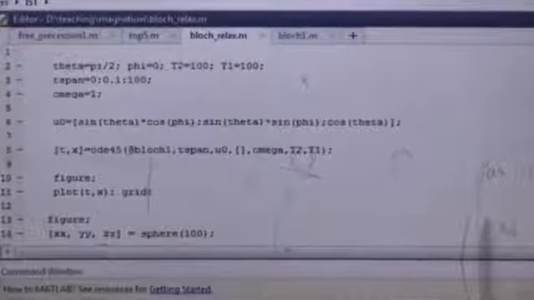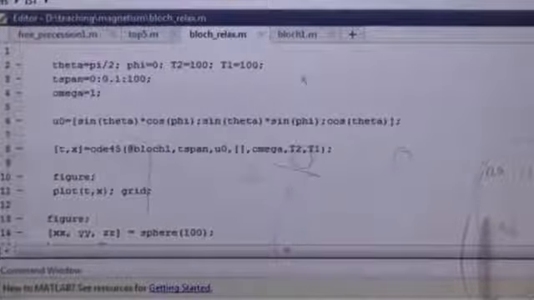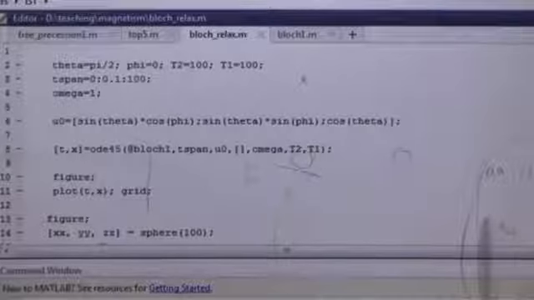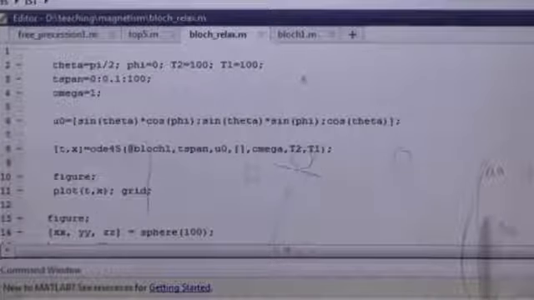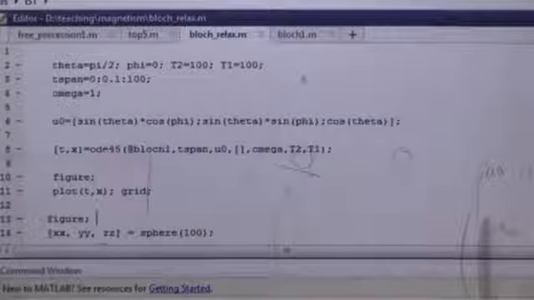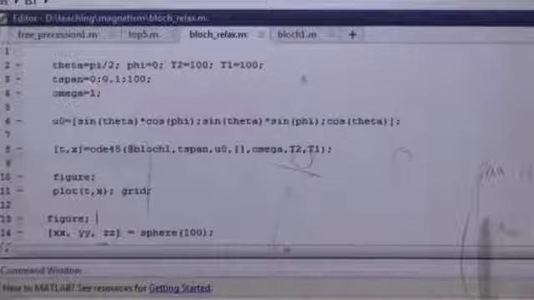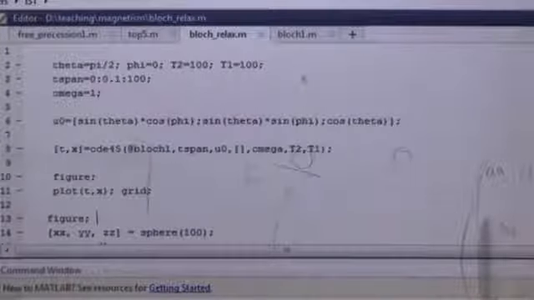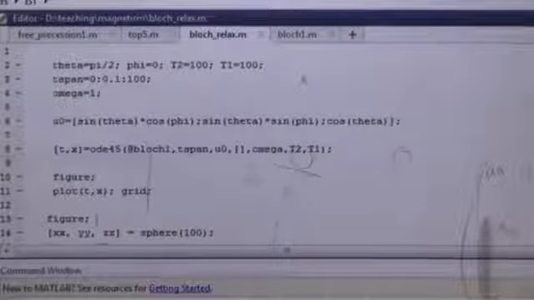Phi is 0, and I have large time constants in seconds: T2 is 100 seconds, and T1 is 100, right? So these are large time constants. By the way, I'm using dimensionless units here. I plot the trajectory from 0 to 100 seconds, assuming my Larmor frequency is 1, which depends upon the gyromagnetic ratio of the spin.